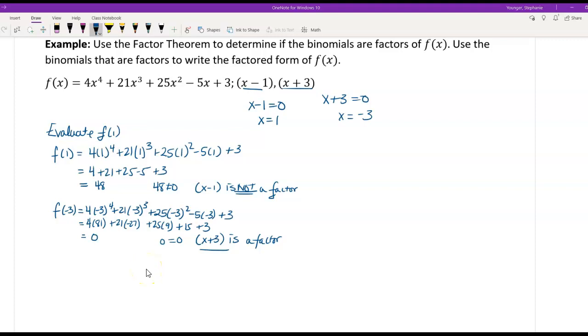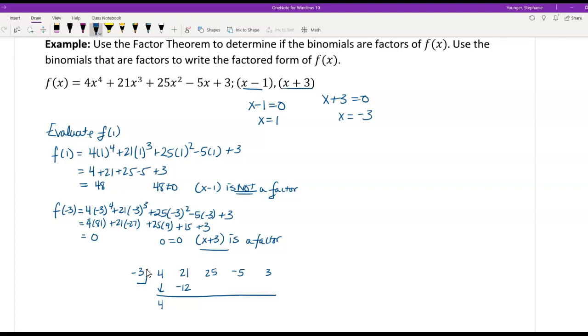All right, because x plus 3 is a factor, we're now going to use that synthetic substitution and that synthetic division to find out what that factored form is. So we take our negative 3, which is our c, and we take our coefficients of 4, 21, 25, negative 5, and positive 3. Bring down the 4. Negative 3 times 4 is negative 12. All right, add straight up and down.